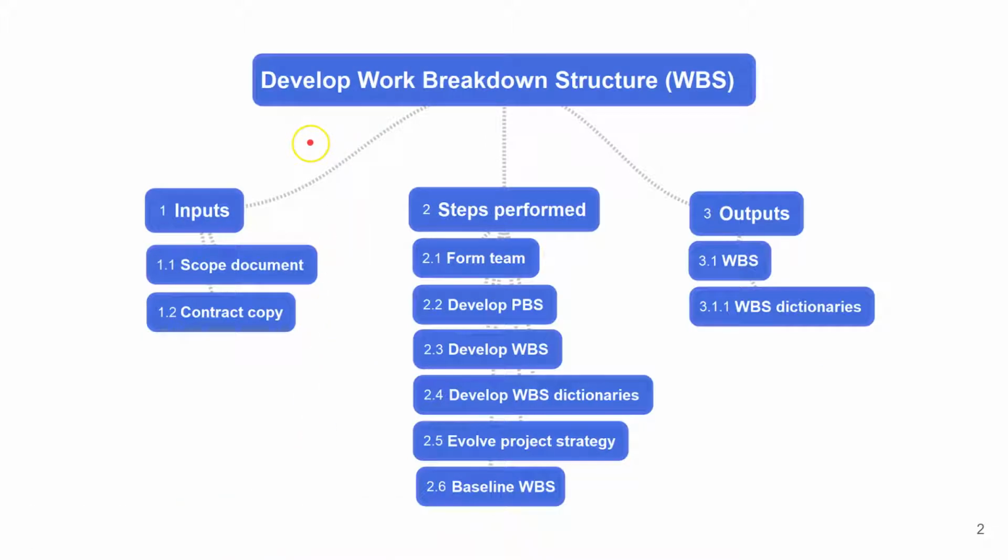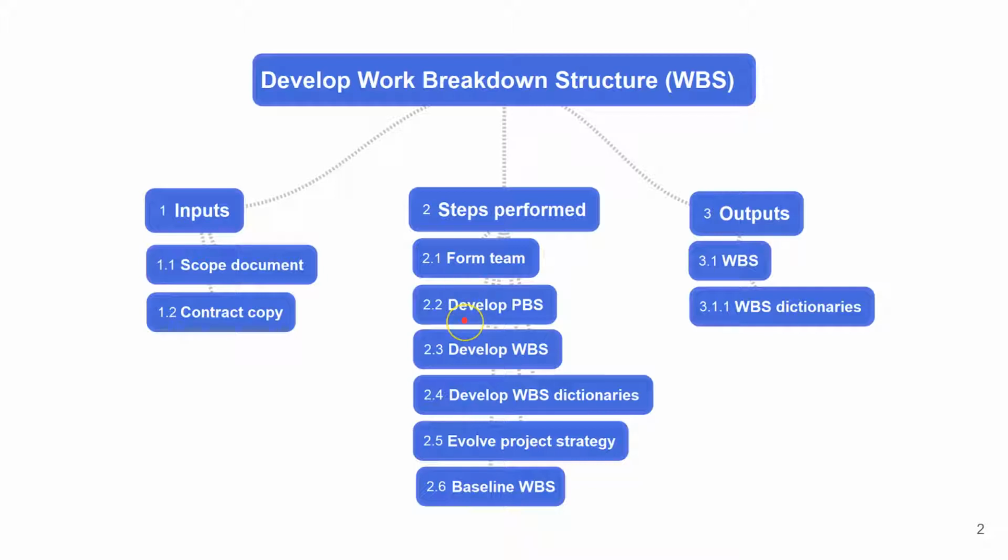While getting into a project, we will have the scope document and we will have a contract copy if it is an external project. So these two things become good reference material while developing the work breakdown structure, and any other material along with this is also fine. So we have the scope document and the contract copy, and the first step to develop the WBS is the team formation. So we should identify the cross-functional team who will really build the work breakdown structure.